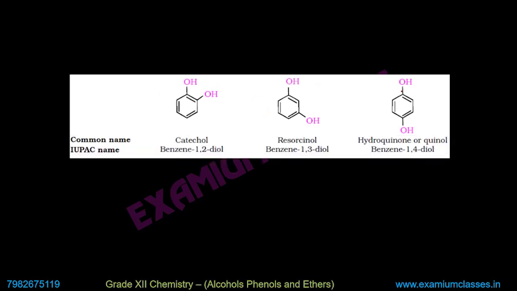Here again, the common names you need to remember. Otherwise, IUPAC names you can write very easily. Benzene-1,2-diol. If this is one, this will be two. Whatever one you choose, it will always be benzene-1,2-diol. The common name of it is catechol.